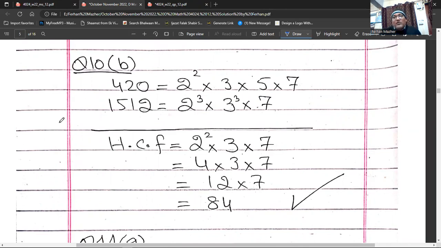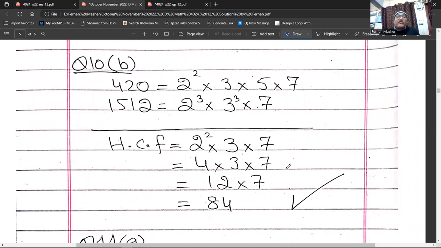In the HCF, we only take those factors which are common in both the numbers, and we take their smallest power. So, for example, the 2 is common, so that will be taken, but its smallest power will be taken. For example, 3 is common, so I will take 3, but its smallest power will be taken, which is 1 here. 7 and 7 in both the numbers. So 7 raised to power 1 will be common.